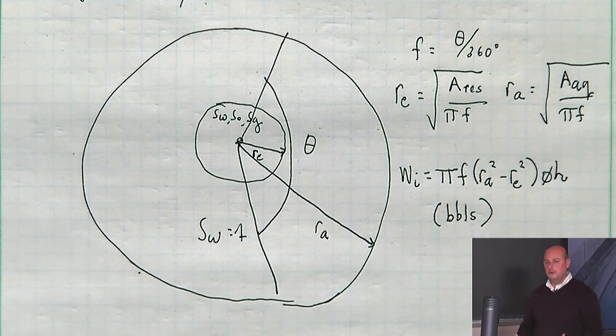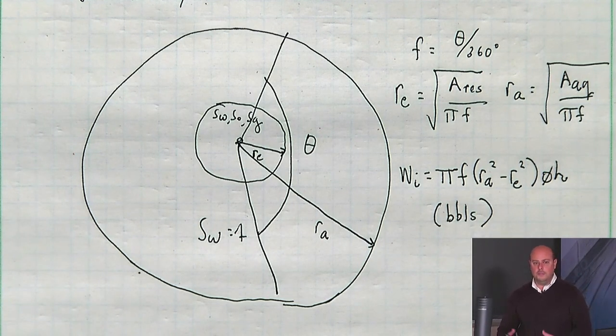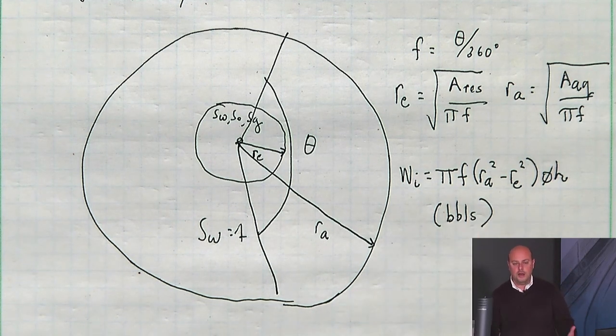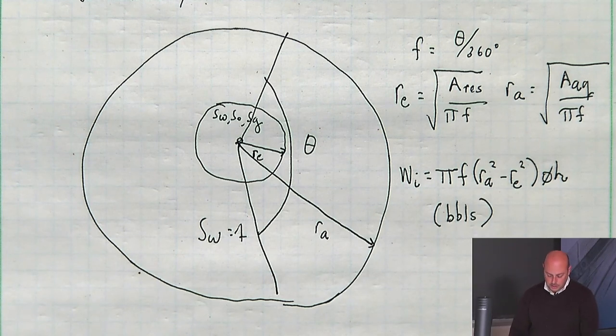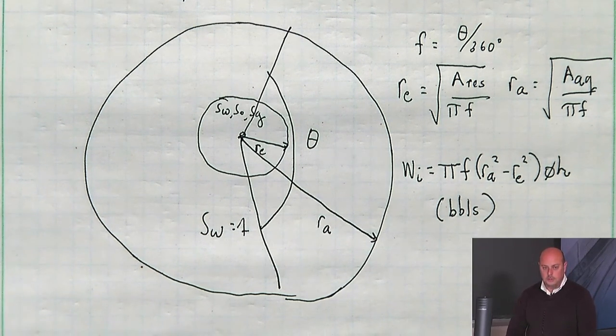So Wi would tell us, if you put it in the right units, how many barrels of water are in the aquifer. Now, it's important to remember that every drop of water in the aquifer does not encroach the reservoir. In fact, only a percent of it will. And so don't be confused and calculate Wi and think that that's how much water is going to encroach, because that number should be significantly less.